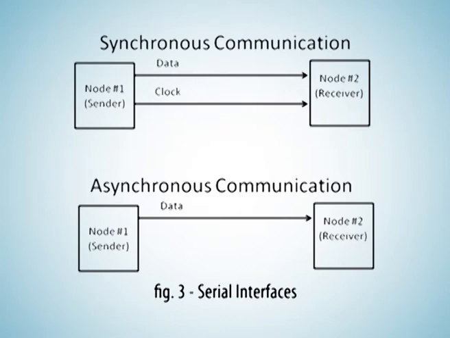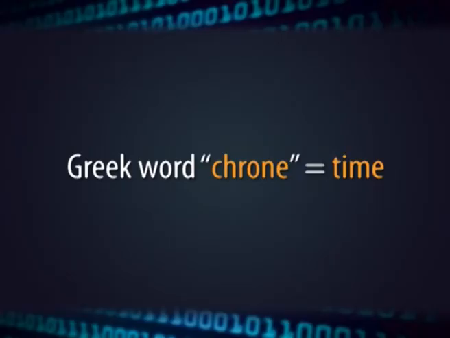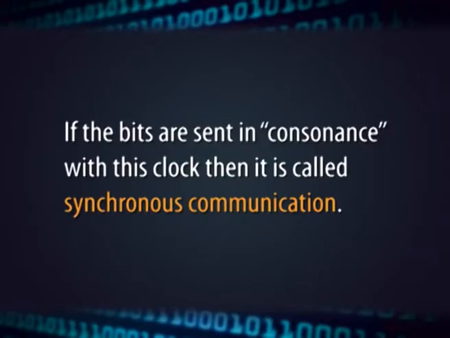Serial interface can be categorized in two subclasses of transmission shown in figure 3. 1. Synchronous communication and 2. Asynchronous communication. These words have been derived from the Greek word chron, which means time. In most computers, the time is measured or referenced to an internal high-speed clock signal derived from an oscillator circuit. If the bits are sent in consonance with this clock, then it is called synchronous communication.